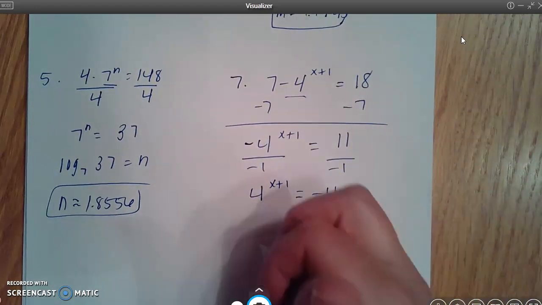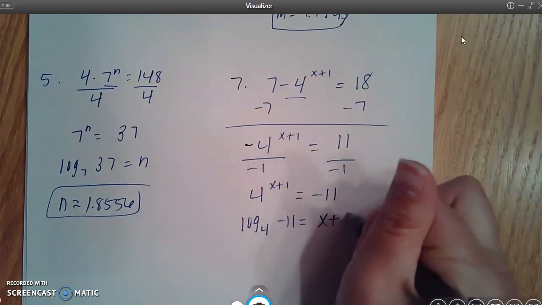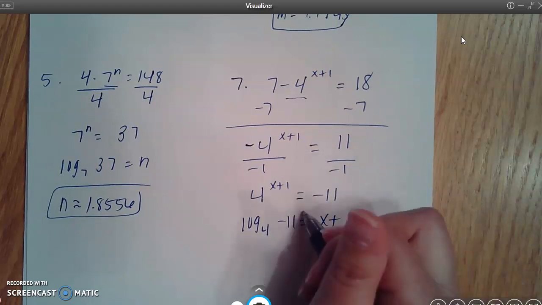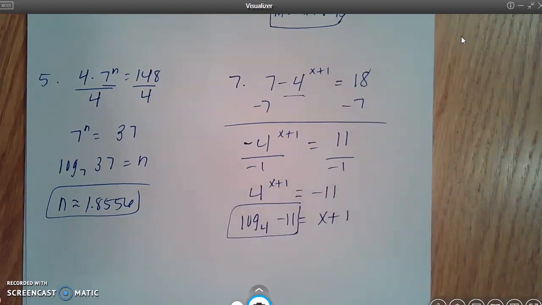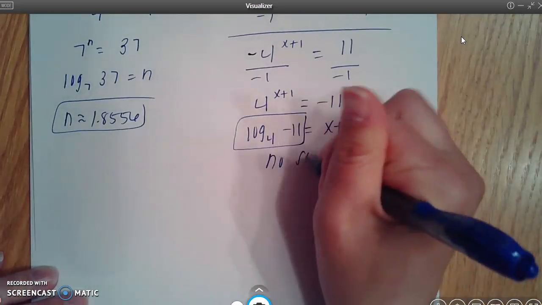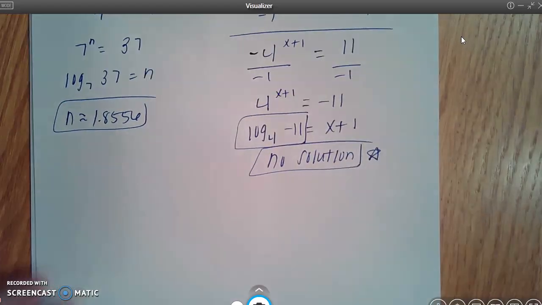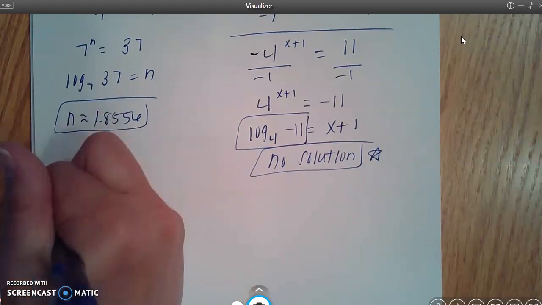Okay, when we go to rewrite this, you're going to get log base 4 of negative 11 equals x plus 1. But this is the part you need to be careful about, because can you take the log of a negative number? The answer in that case is no, so this one has to be a no solution. So make sure you're careful with that as you keep working. Okay, let's try number 9.